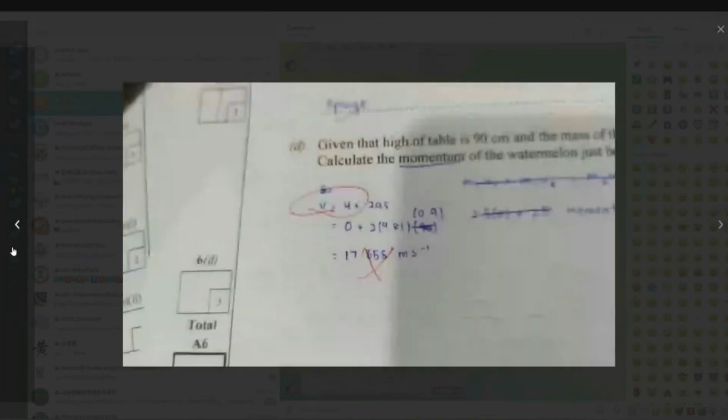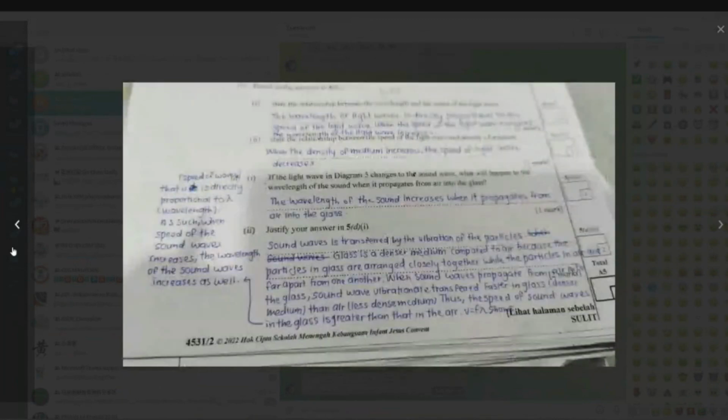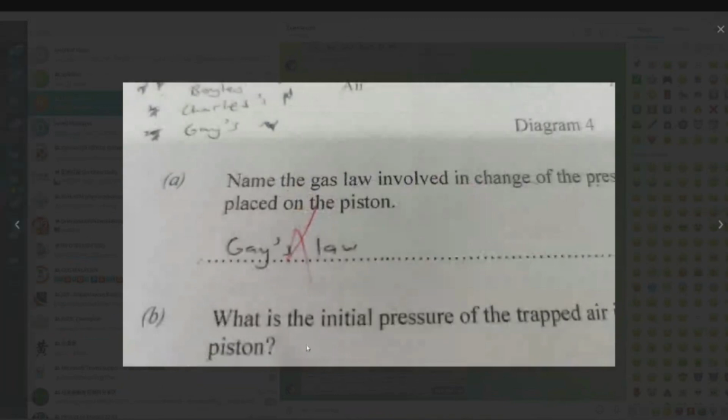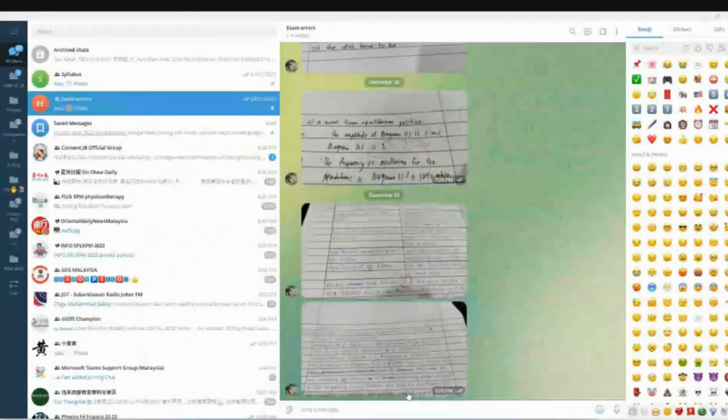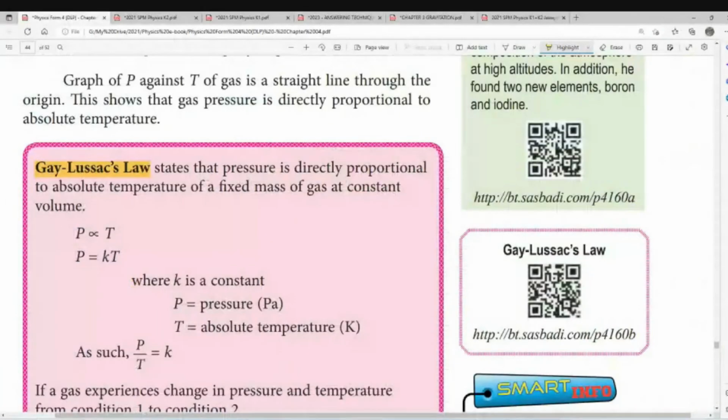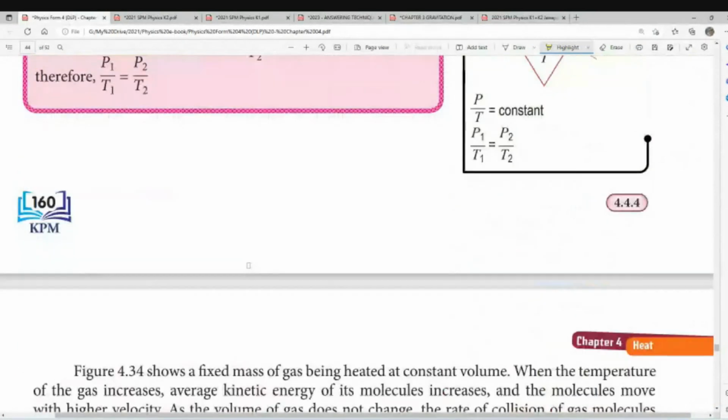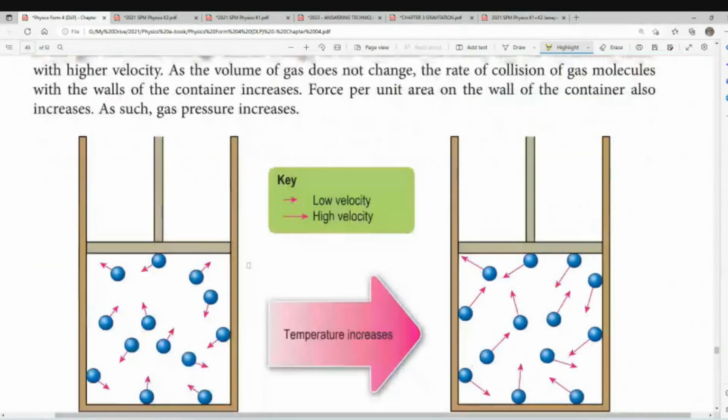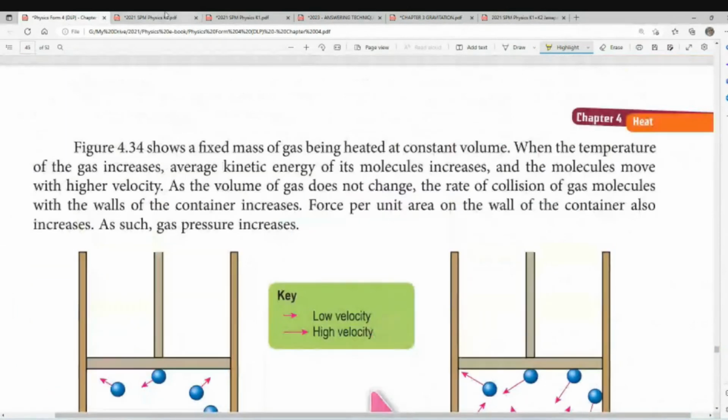Okay, so I think there's a Form 4 script. See? It gives gay's law. I really don't know how to respond to this. All right. So please, don't forget it's Gay-Lussac's law, not the gay law.